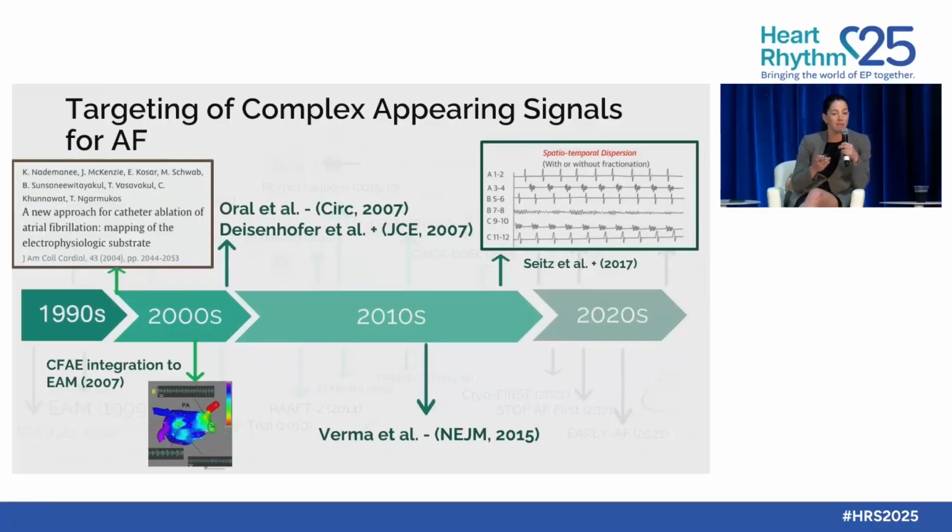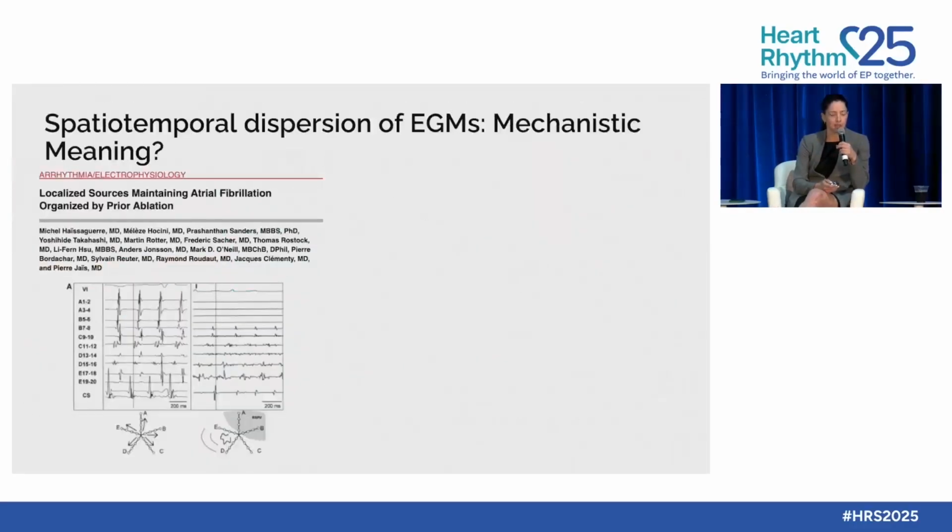And we have been interested in these complex-looking signals for many years. These are the early papers from Narimani from 2004, but there have been positive studies and negative studies since then, many of them, about what happens if we just target complex-looking fractionated electrograms, until 2017, when the concept of dispersion, in addition to fractionation, was introduced.